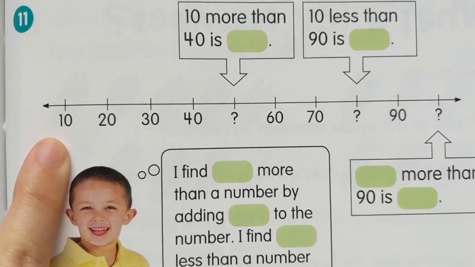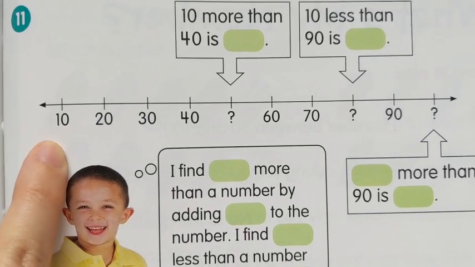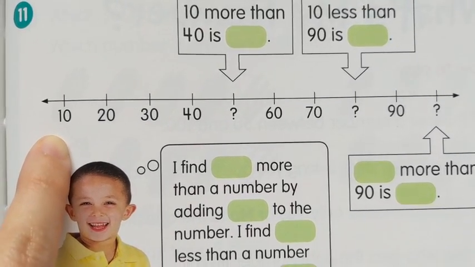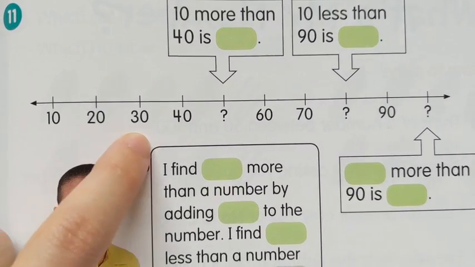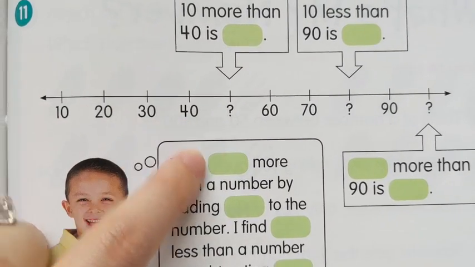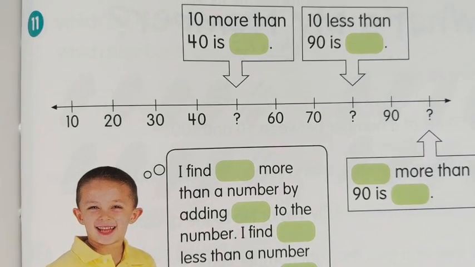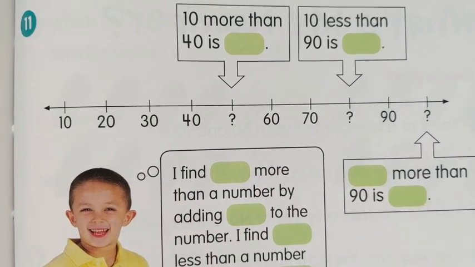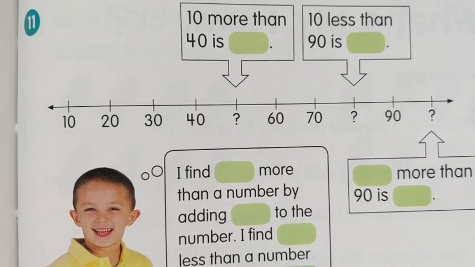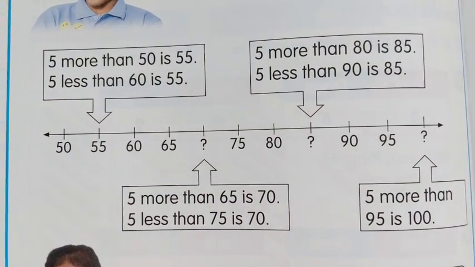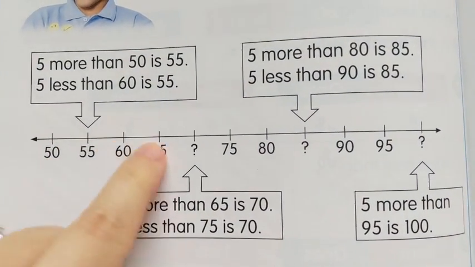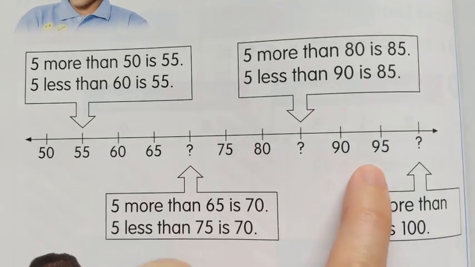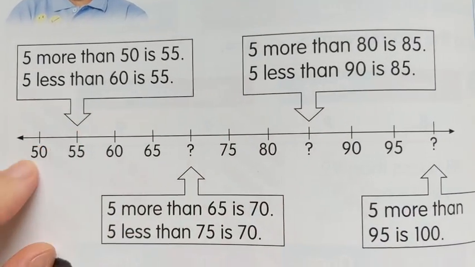If you're thinking skip counting, you are correct. This number line shows numbers that are skipping by tens. 10, 20, 30, 40. Okay, you can still use this number line to add more numbers or subtract numbers. Here's my last example. This number line has numbers starting from 50 all the way to 95.